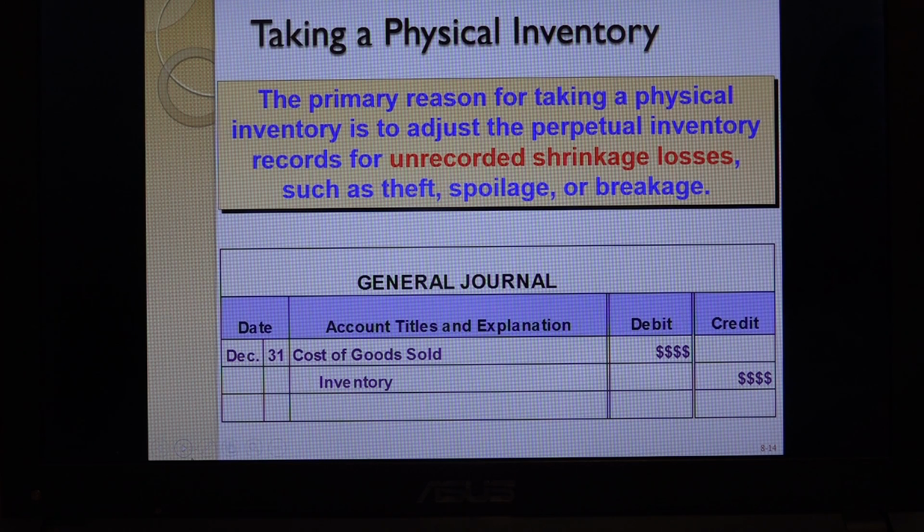And so what happens if you take a physical inventory and the physical inventory is less than your inventory in your perpetual inventory records? Well, you're going to make this journal entry here. You're going to debit cost of goods sold for the difference between the two. Let's say your ending perpetual inventory shows $2,000 of an item, and when you do the physical inventory, you only come up with $1,800. Well, here you're going to debit cost of goods sold for the difference of $200 and credit inventory $200 to bring inventory down to its actual level of $1,800.